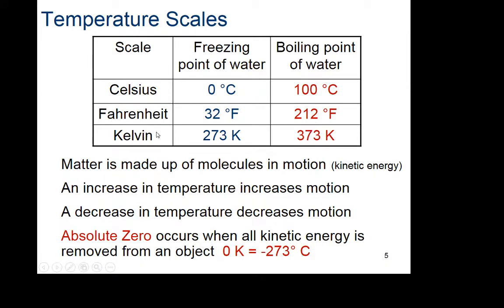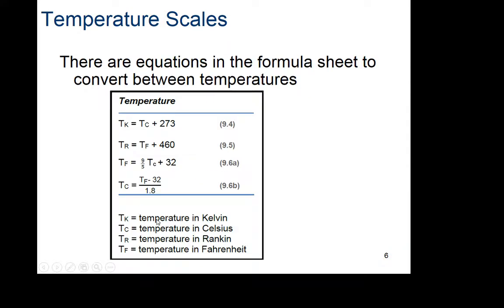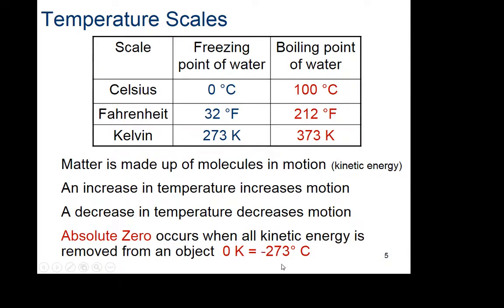And then Kelvin has the same increments as Celsius, but has a different starting point. And Lord Kelvin wanted a temperature scale that had no negative numbers, so he was able to determine what absolute 0 actually was, and made that the lowest possible temperature of a scale. So everything is compared to that. So absolute 0 in Celsius is negative 273 degrees.